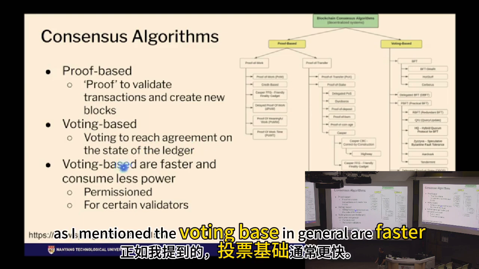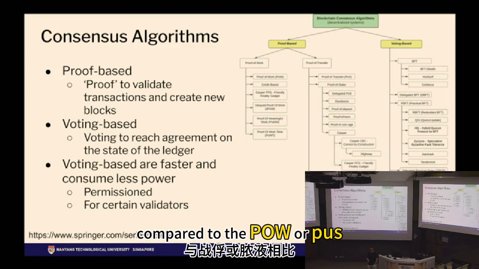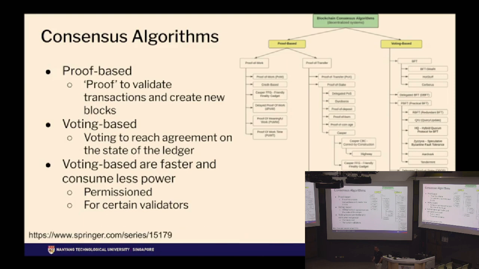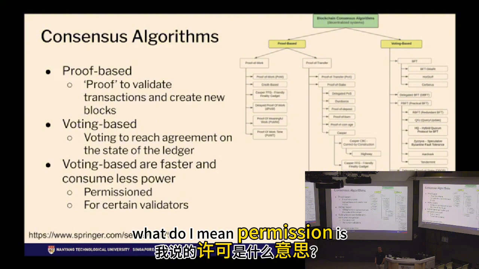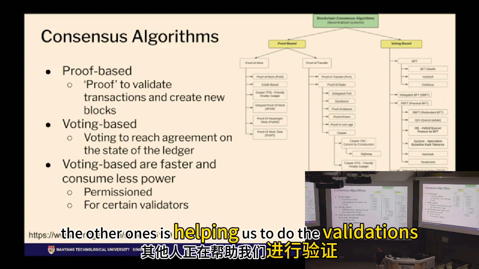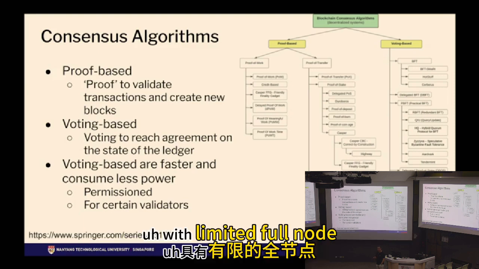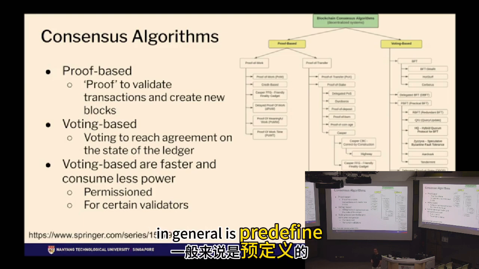But as I mentioned, the voting-based ones in general are faster and consume less power because they need fewer nodes compared to the POW or POS, the proof-based ones, because in general it's permissioned. What do I mean by permissioned? We need to predefine some of the validators. The other ones are helping us do the validations with limited full nodes. And the validators are also, in general, predetermined.